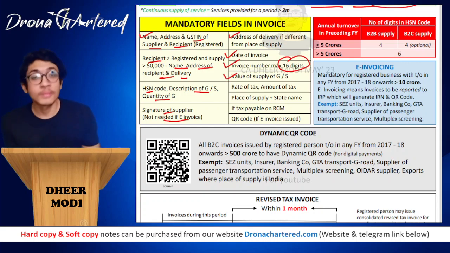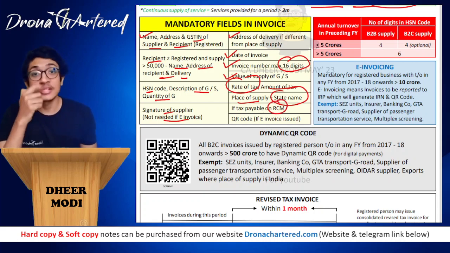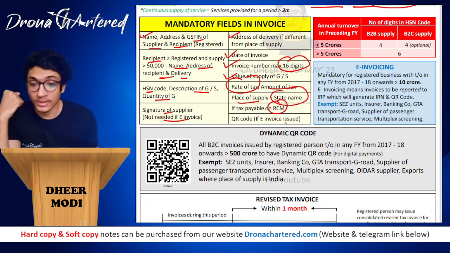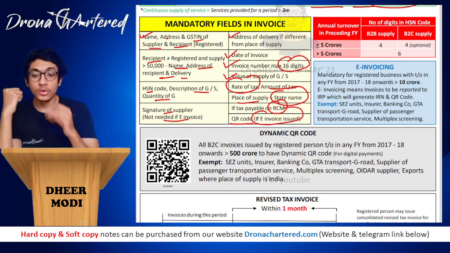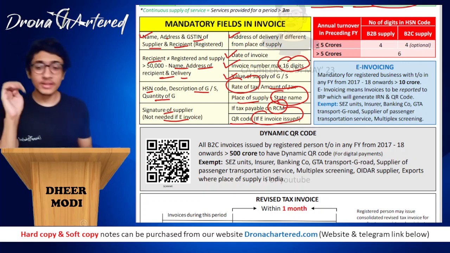Then your value of supply of goods and service, of course your invoice value needs to be there. What rate of tax has been charged, what is the amount of tax, what is the place of supply, and what is the state's name, and whether tax is payable on reverse charge mechanism, that also has to be mentioned on the invoice. And QR code if it is an e-invoice. Okay, so you also need QR code. We will be doing everything about what QR code is.